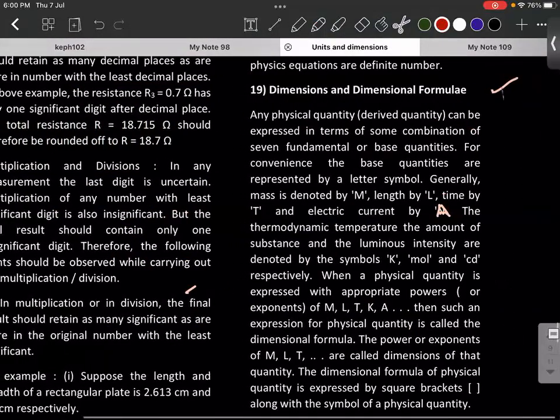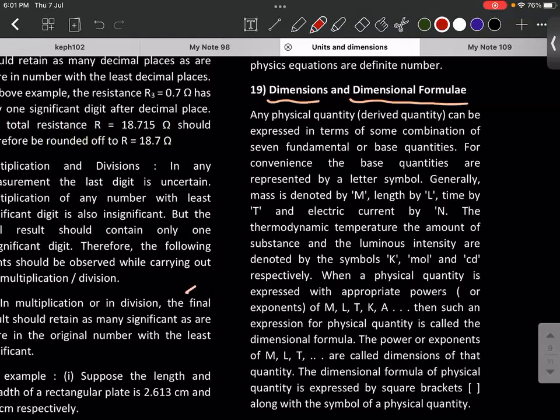Okay. So write it down. Write down the heading as dimensions and dimensional formula.